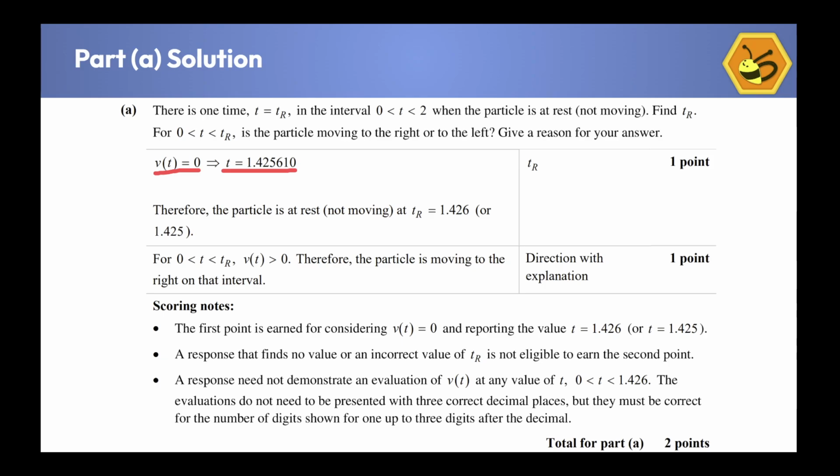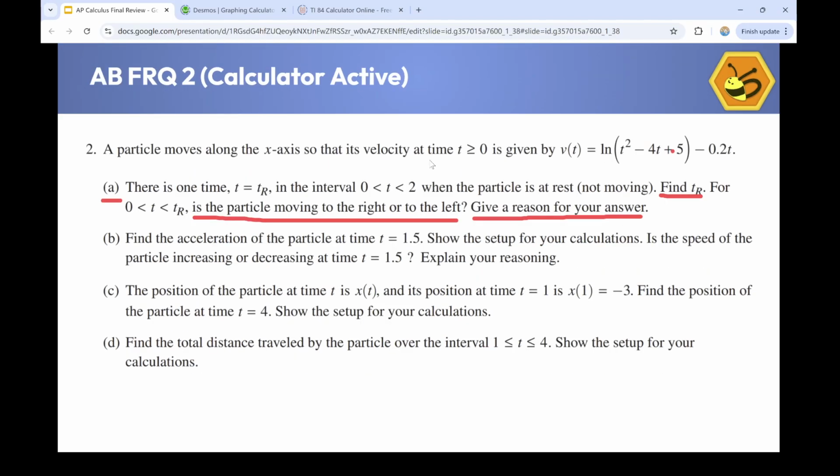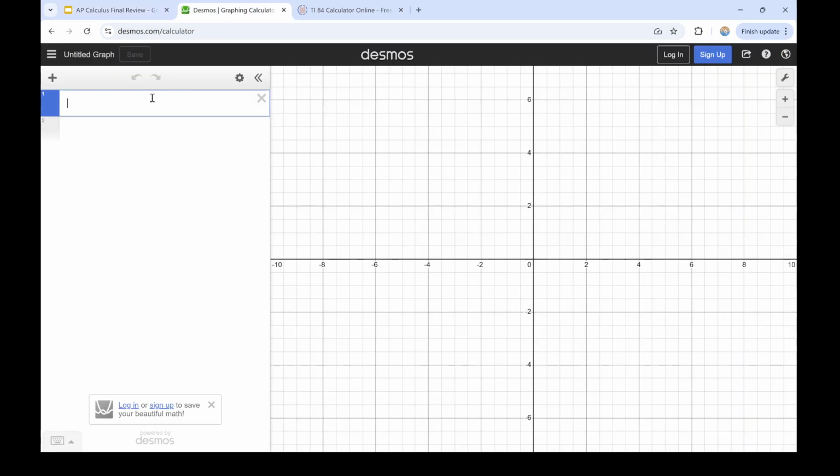Yes, a graphing calculator is allowed for this. Velocity is positive because you can see it on the graph. You can use a graphing calculator to graph it. So we have this function back here.